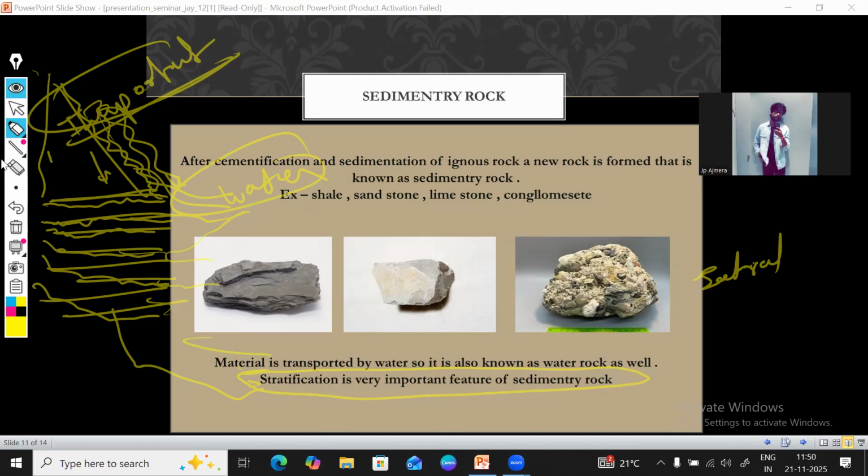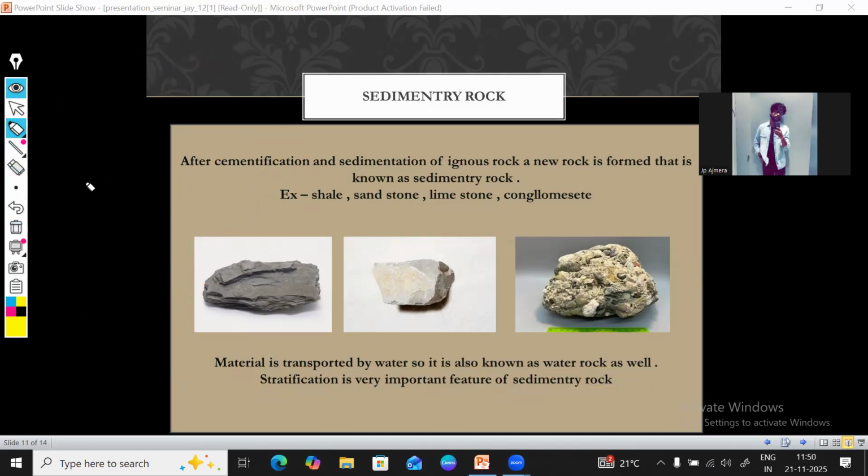Cool. Let's move to the next one. What are the examples of sedimentary rock? Shale, sandstone, limestone, and conglomerates. Cool. Let's move to the next one. What do we have ahead?